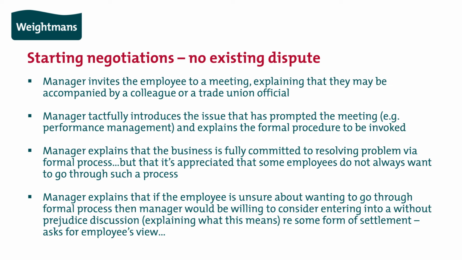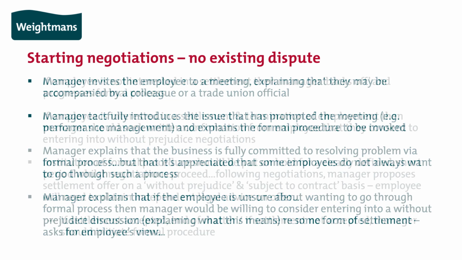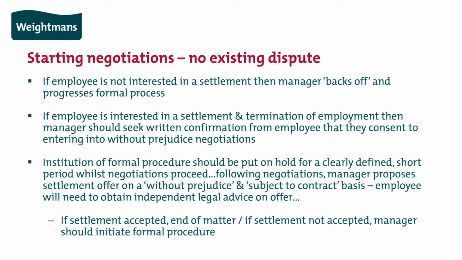The manager then explains that the business is fully committed to resolving the problem via the formal process, but that it's appreciated that some employees do not always want to go through such a process. The manager explains that if the employee is unsure about wanting to go through a formal process, then the manager would be willing to consider entering into a without prejudice discussion, explaining what this means about some form of a settlement, and should ask for the employee's view. And essentially what you're trying to do here is put into the mind of the employee that it's almost their idea.